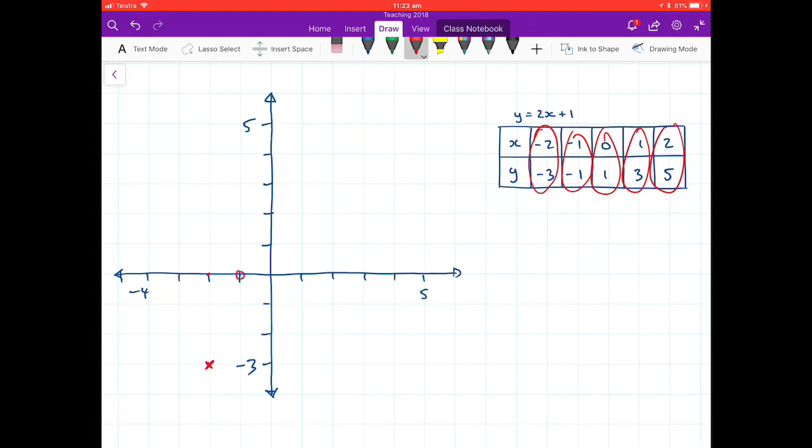Next one is -1 and -1, so across to -1, which is here, down to -1 on the y-axis, and where they would meet would be right here. Next one is 0 and 1, so 0 is here, up to 1, which is there. We've got 1 and 3, and we've got 2 and 5.